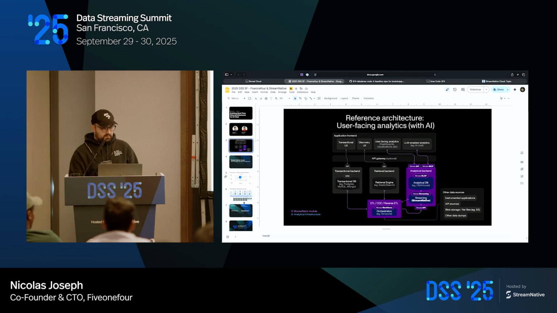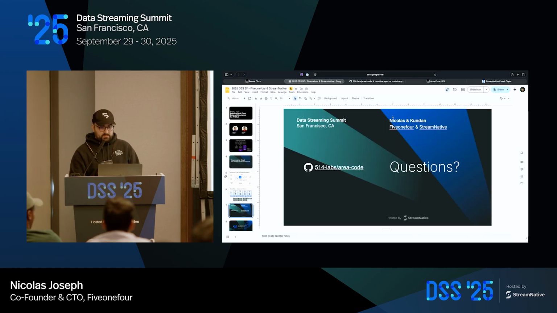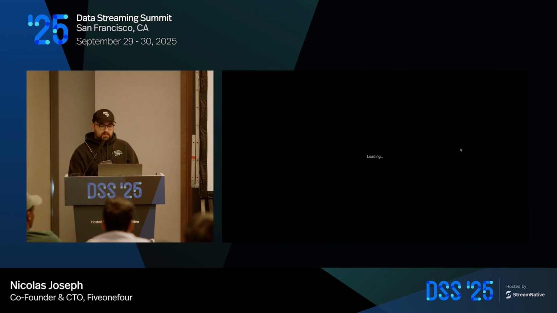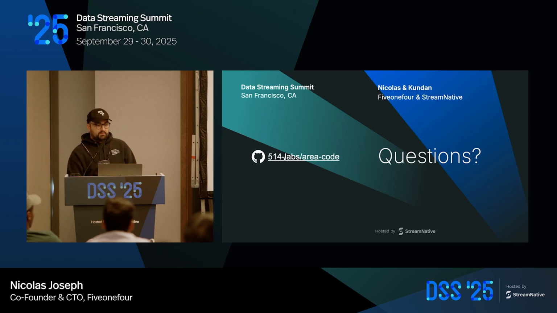I'm going to flash the latest slide, which is here. If you're interested in learning more about the architecture, go to 514 labs/area code. The code base that I walked through is there, so you can get up and running very quickly by yourself. Moose is open source, so it's fully free to use, MIT licensed. If you're curious about it, go check it out. If you have any questions, I'll take questions now. And I'll hang out after as well.